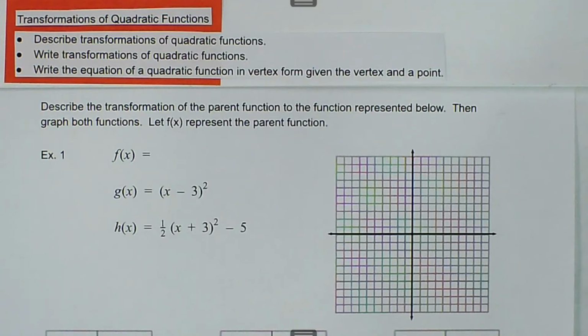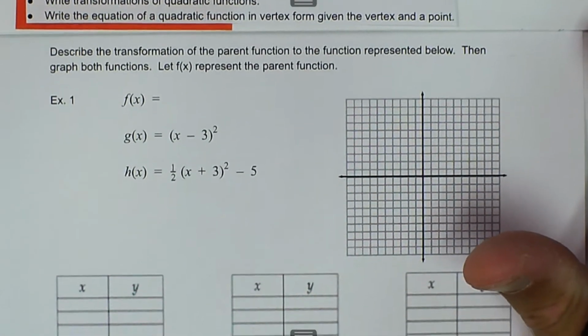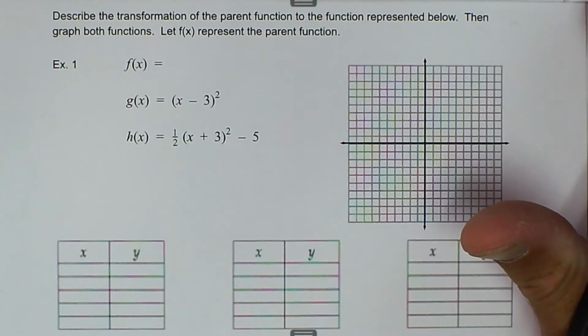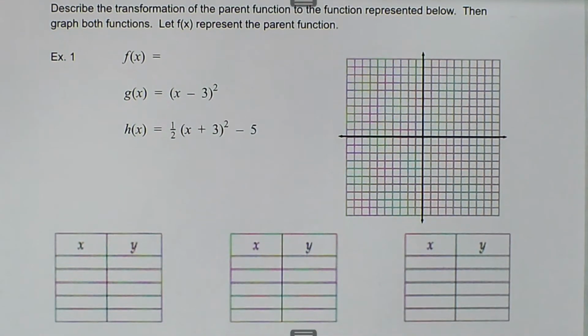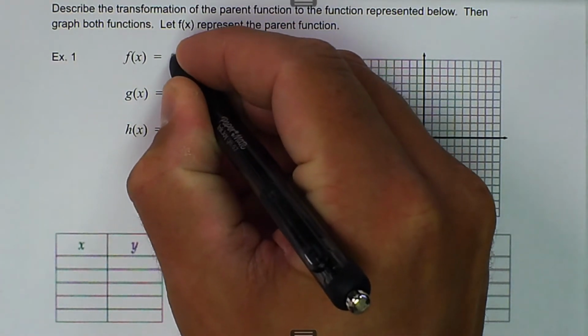We are talking about transformations of quadratic functions, and we want to describe transformations of quadratic functions and write transformations of quadratic functions. So in this example, we want to describe the transformation of the parent function to the function represented below. Then graph both functions. Let f of x represent the parent function. So here we have f of x, and we know that the parent function f of x is equal to x squared.